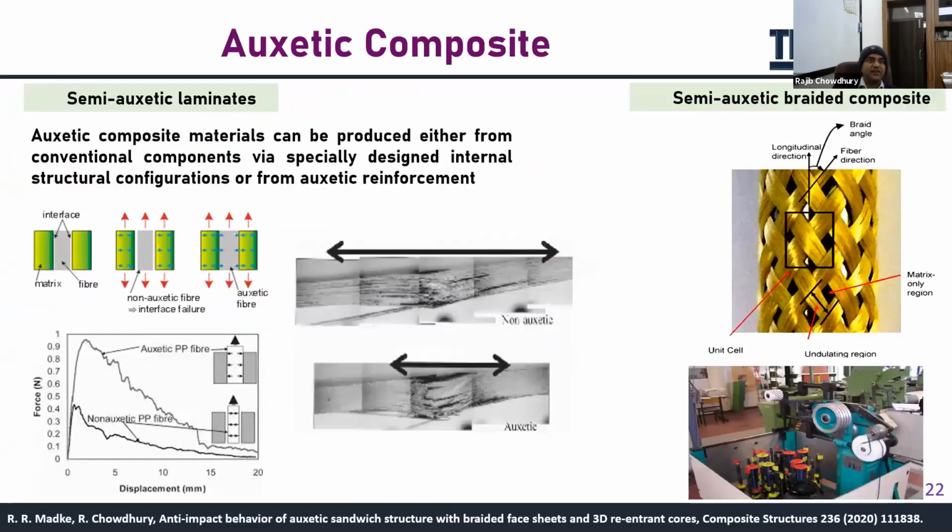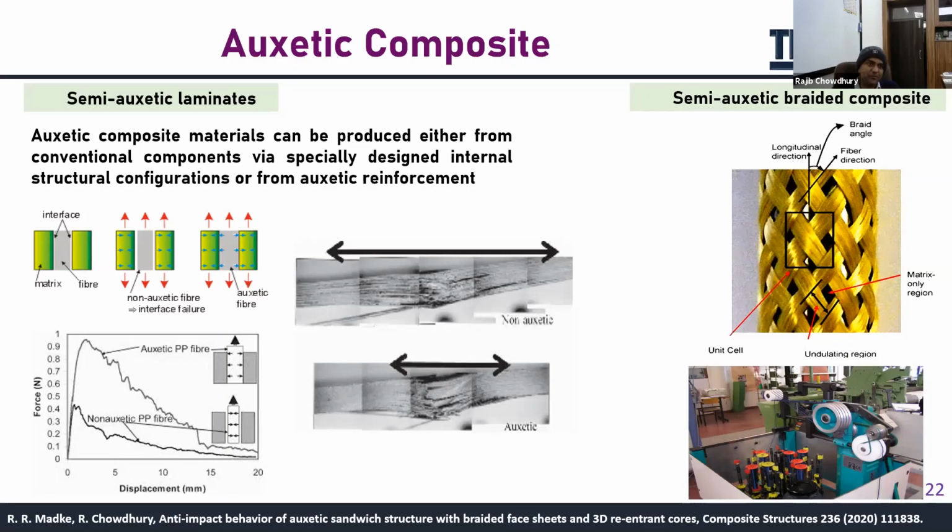Okay. Similarly, as I said previously, there are essentially two different ways the auxetic composite can be made. And you know the composites we are utilizing in civil engineering in many different applications. In fact, in our FRP bridge deck or the retrofitting, whenever we are doing retrofitting, we are doing FRP laminations. So everywhere we are using some sort of composites. So can we have something like an auxetic composite?